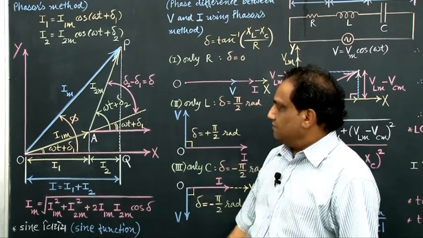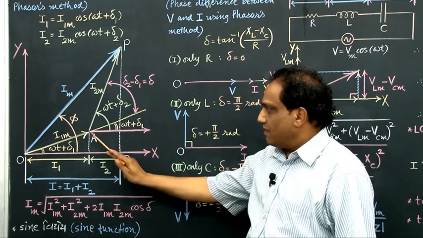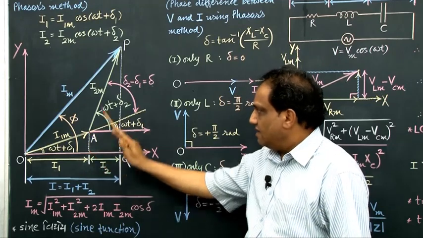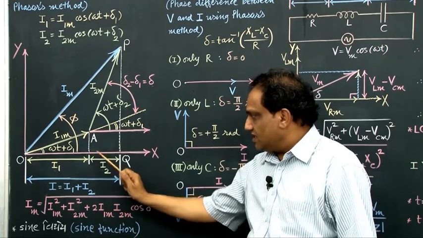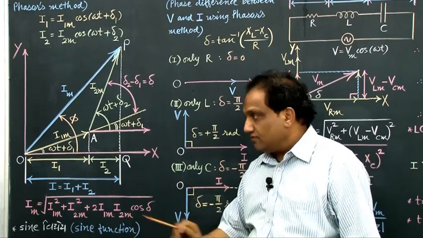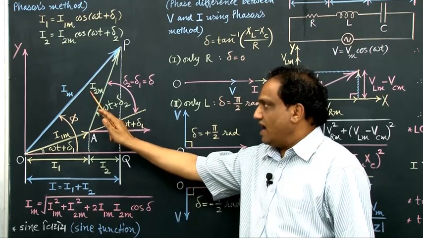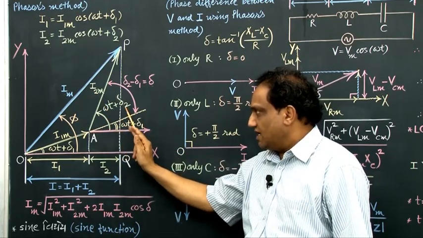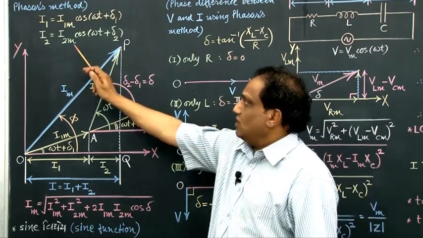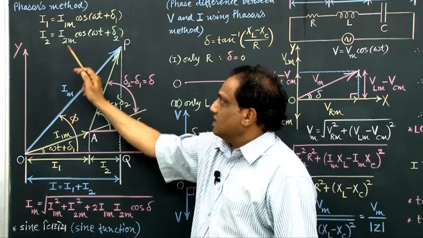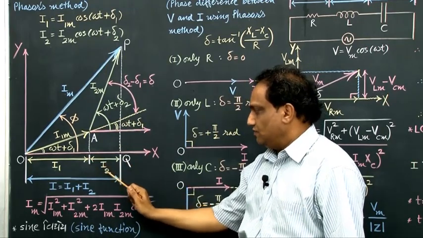Okay. Now, let us find the component of this vector on the x-axis. For that purpose, you can draw perpendiculars from the tail and also from the head. When you draw two perpendiculars, this distance gives you the component of this vector along the x-axis. It is the component of I2m adjacent to omega t plus delta 2. It should be I2m cos of omega t plus delta 2, and I2m cos of omega t plus delta 2 is nothing but I2. That's why I have written I2 here.